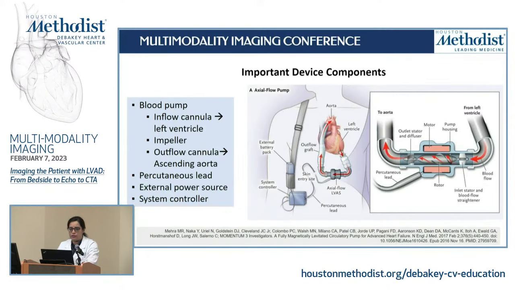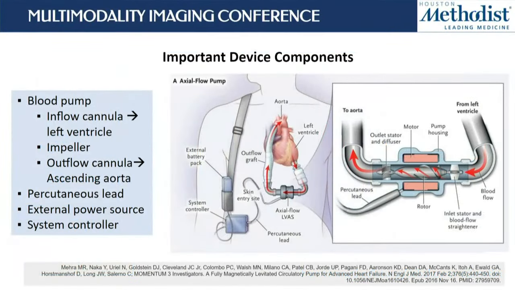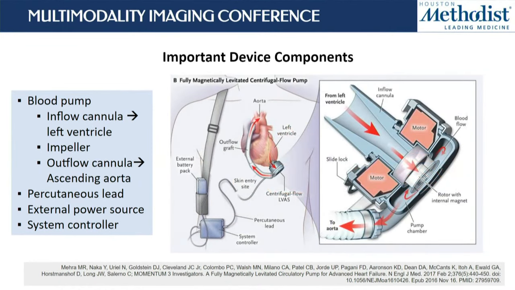Important device components: we know the inflow cannula, there's an impeller, this is the axial flow device, and then there's the outflow cannula. This is the historic HeartMate 2 device. There's a percutaneous lead that sticks out of your body, and there's an external power source, and then there's a system controller. So that's about the device.